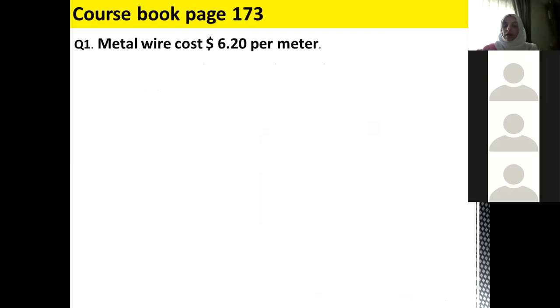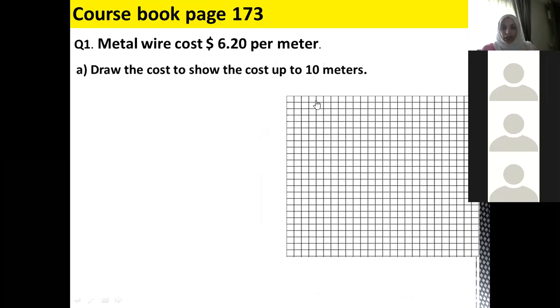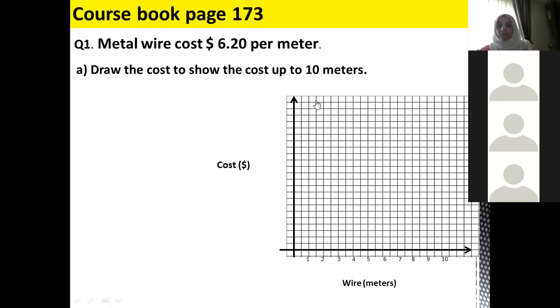Metal wire. Who wants to help here? We have a metal wire that costs 6.2 per meter and they want you to draw a graph to show the cost up to 10 meters. What do you think, Taha? I put the axes, the wire in meters on the x-axis and the cost on the second one. Taha, can you tell me what the first point I can label for this graph is?